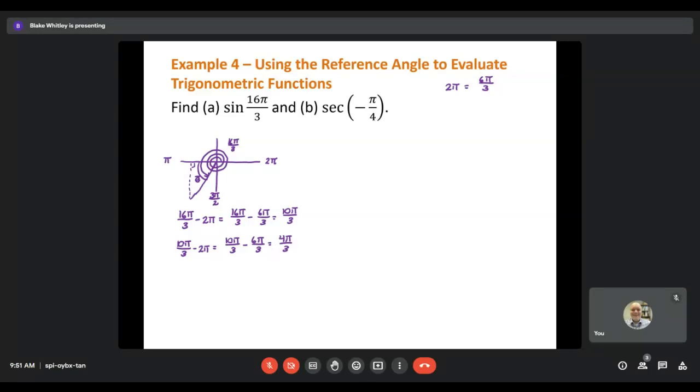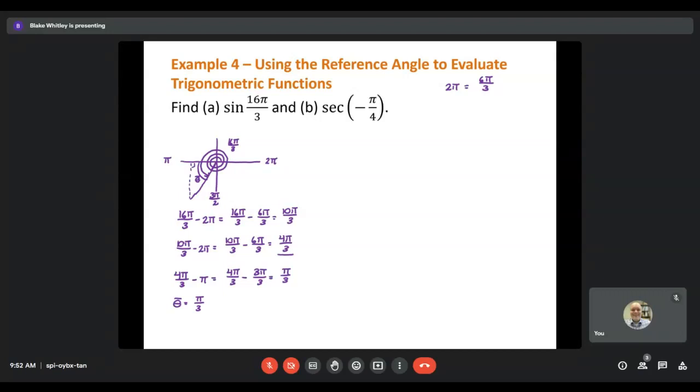Now, the easiest way to find that, I know that I went 4 pi over 3 beyond 2 full revolutions. And I know that my x-axis there is pi. And so if I take 4 pi over 3 and I subtract pi, excuse me, that should give us our reference angle. Now I need a common denominator, right? So 4 pi over 3 minus pi is just going to be 3 pi over 3. And if we subtract those, we should get pi over 3. So that tells us this time our reference angle is pi over 3.